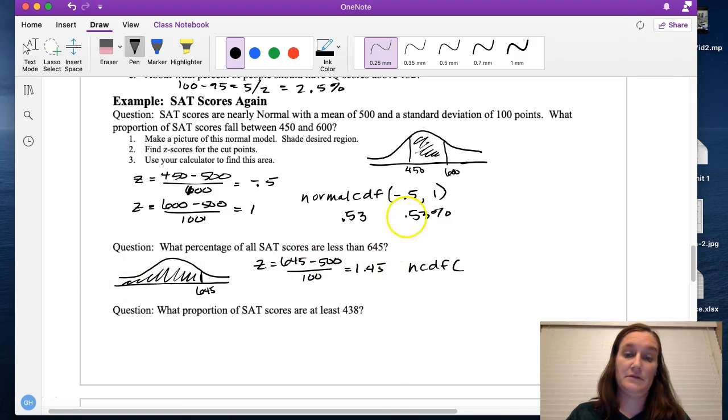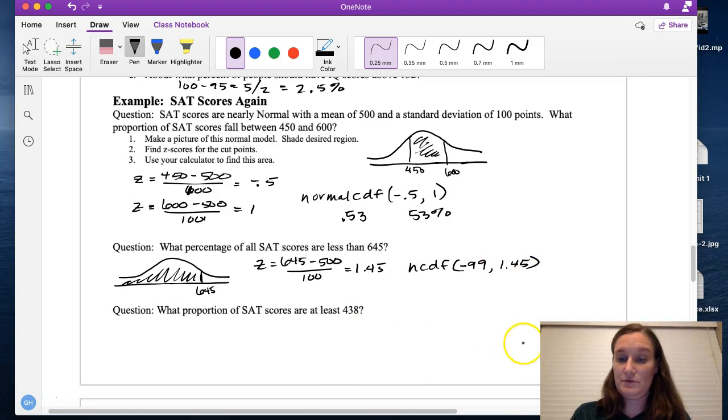We can't type negative infinity into the calculator, so we're just going to type a big number, so negative 99. Z-scores are typically around 1 or 2. A big z-score would be like 4. So negative 99 is very large, well, very small. Okay, and then our upper boundary, because we need a lower boundary and an upper boundary. Our lower is negative infinity. Our upper is going to be our z-score, 1.45.